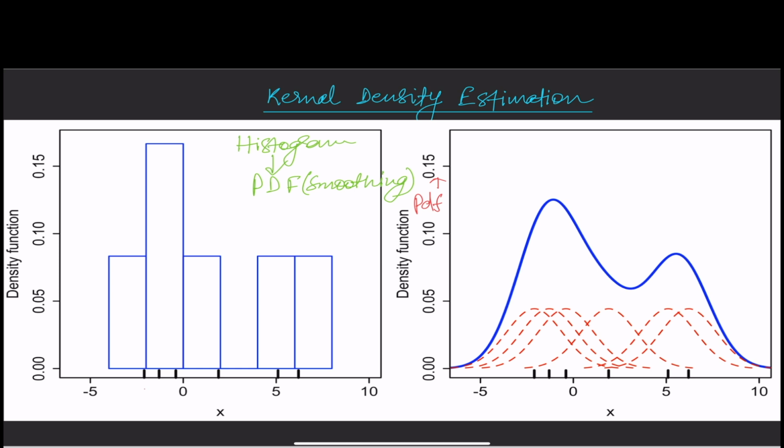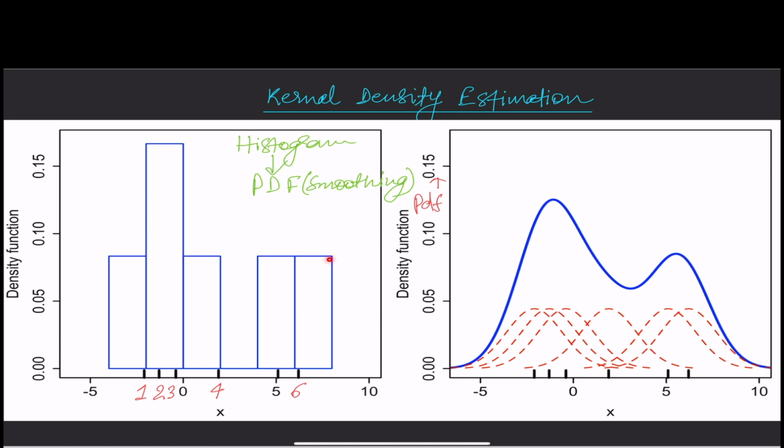Let us assume I have 6 observations: 1, 2, 3, 4, 5 and 6. And this is how my histogram looks like. In this region, there are more points. In this region, there are fewer points. And in this region, there are also fewer points than the first region. And in this region, there are no points at all.